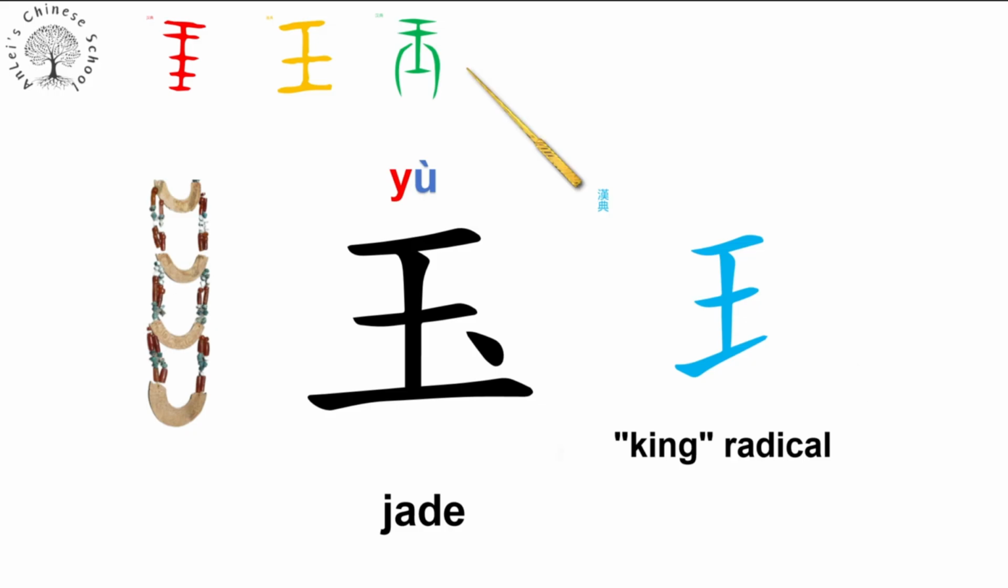In small script, two jade pendants were added on both sides of the character Wang. So in the modern character, this one dot is from the one jade pendant.